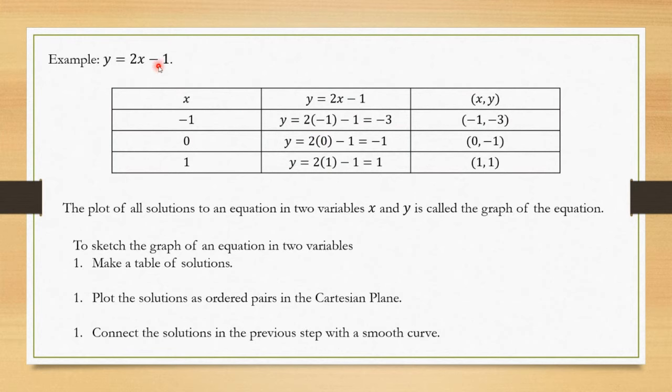Then you solve for y. So for this one, for instance, if I replace x by -1, our y then will have to be 2 times -1 minus 1, which is -3. So we're solving for y. We're determining what y is explicitly. Hence, -1, -3 has to be a solution, right? So again, we're replacing x by -1, and we're seeing what y has to be from the equation.